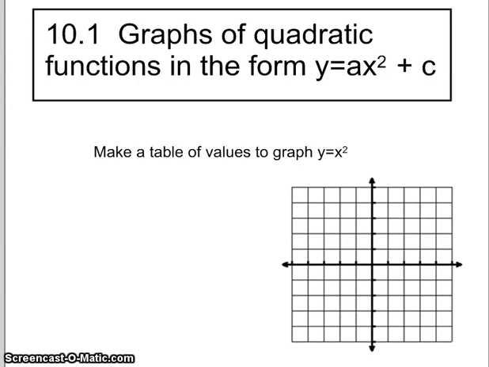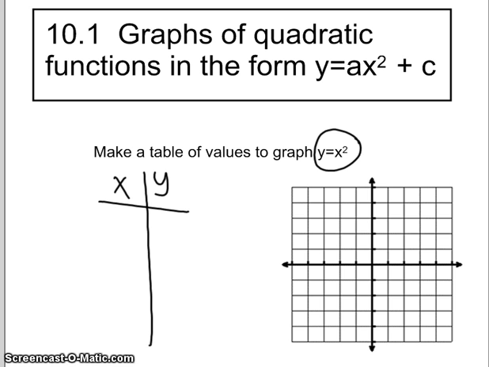Okay, this is a lesson on section 10.1, how to graph quadratic functions in the form ax squared plus c. The most basic graph you can look at is y equals x squared. So to begin, we're going to start by making an xy table. And let's plug in values of -2, -1, 0, 1, and 2.